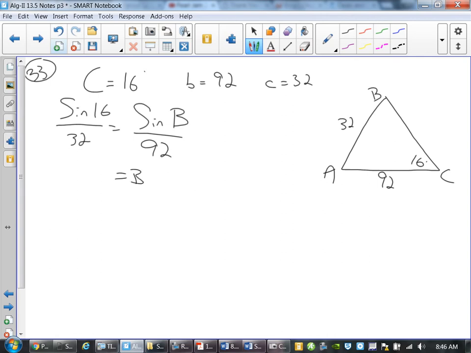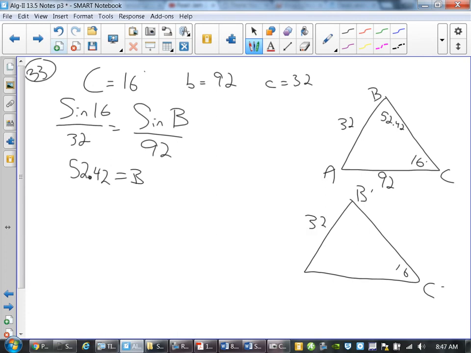Multiply both sides by 92, so we get 92 sine 16 divided by 32, which gives me some decimal. Take the inverse sine of my answer, and I get angle B at 52.42. Are we okay with that? Okay. So I know that B is 52.42. Now, to check to see if I'm going to have a secondary triangle, B prime, C prime, which is 16, this is still 32, A prime, and 92.